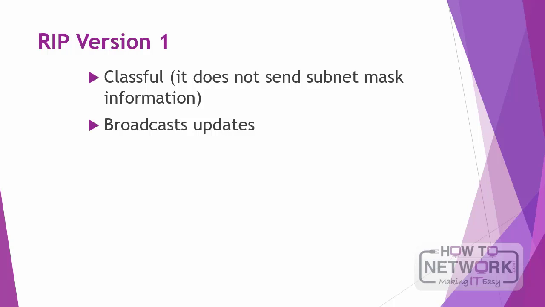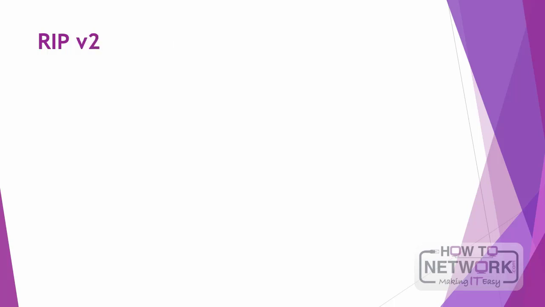RIP version 1 does not allow authentication, so there is no element of security that can be added to the routing protocol to ensure that it is not sending information to devices that should not receive it. When examining RIP version 2, you can see that many of RIP version 1's shortcomings have been addressed.